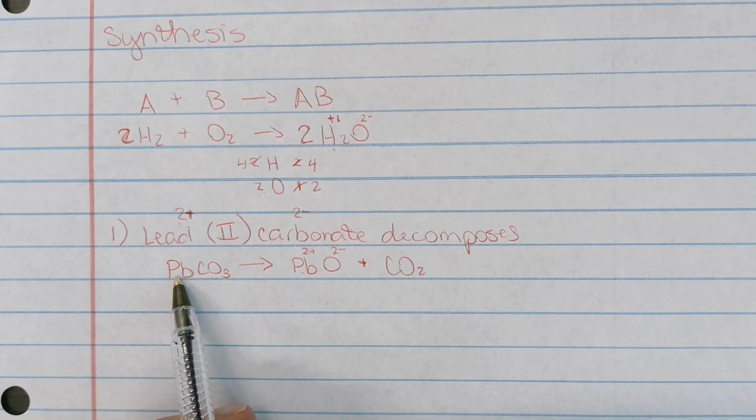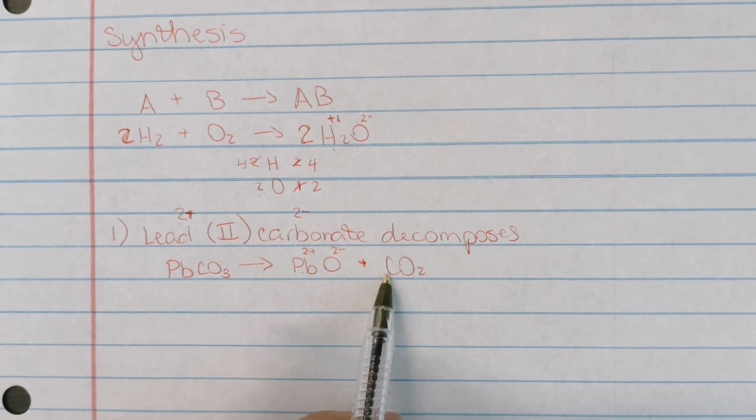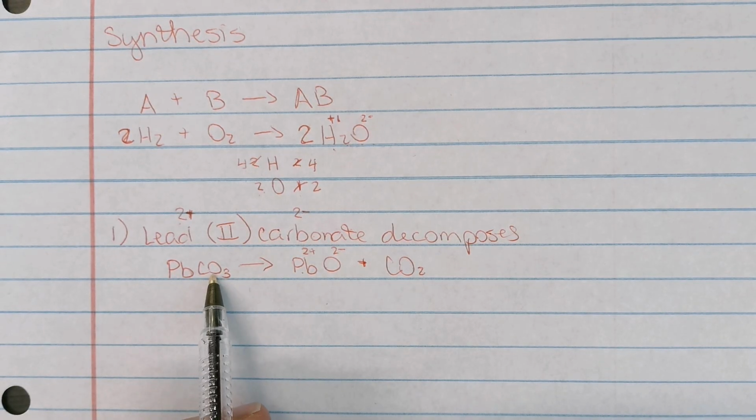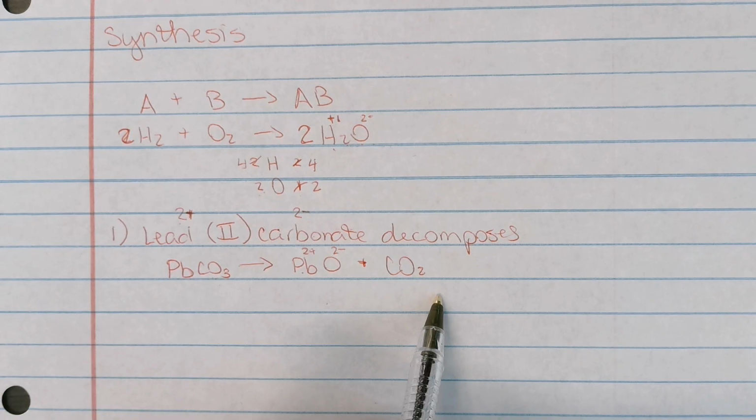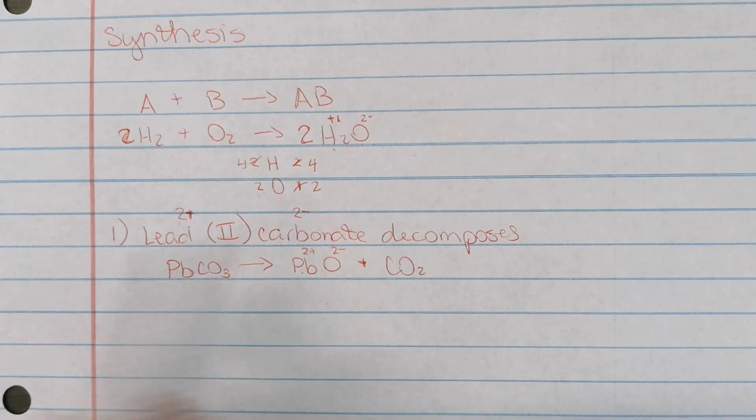I have 1 Pb coming in, 1 going out, 1 carbon coming in, 1 carbon going out, 3 oxygens going in, and 3 oxygens going out. I don't need to balance. The decomposition of a carbonate will not appear on the test, but I did want you to know it.